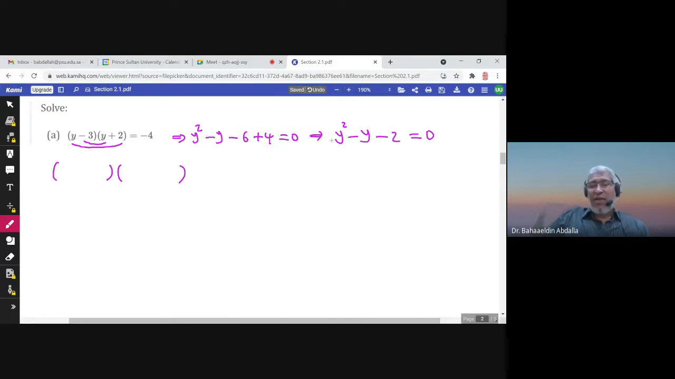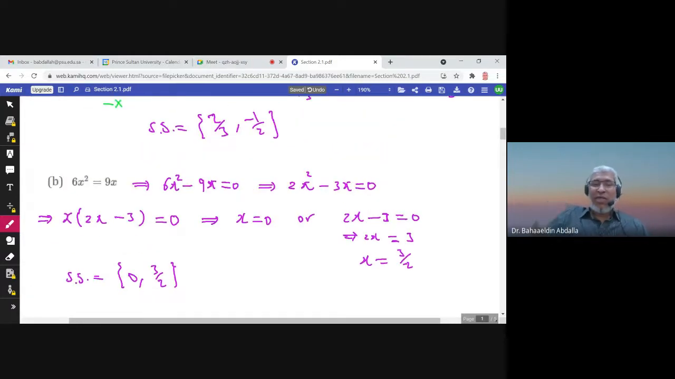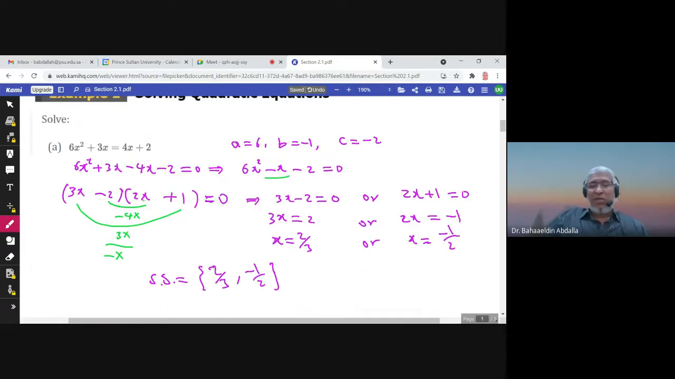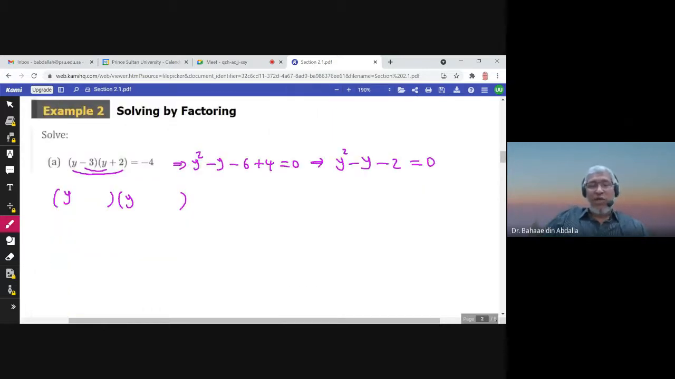Factoring the left-hand side when the coefficient of y squared is 1 is easy because y squared can be factored only to y times y. There is no other possibility. While here 6x squared could be factored into 3x times 2x or 6x times 1. So here we have a lot of possibilities. So this may take time. You need to practice how to factor three terms if the coefficient of x squared is not 1. But if the coefficient of x squared or y squared is 1, then that's easy.